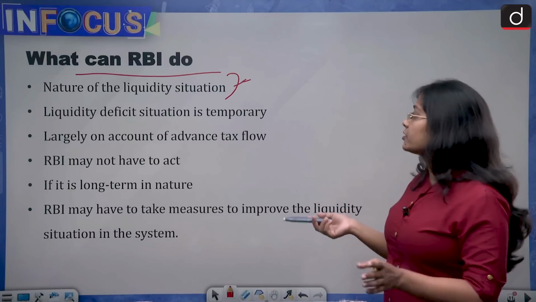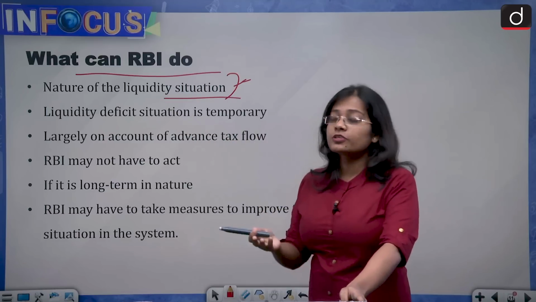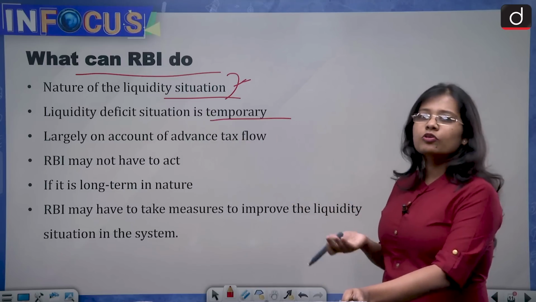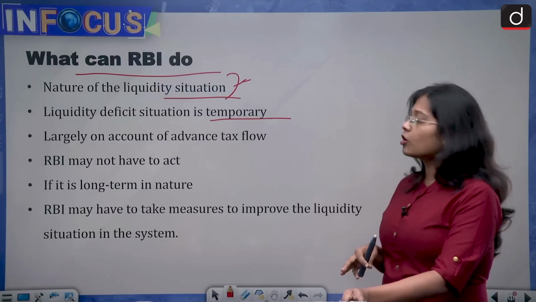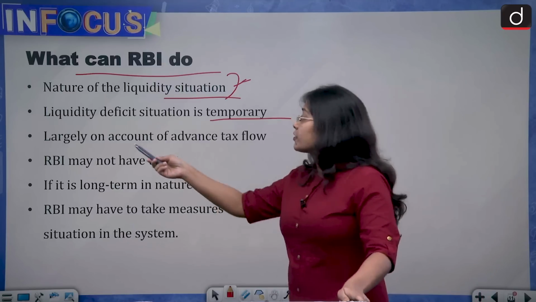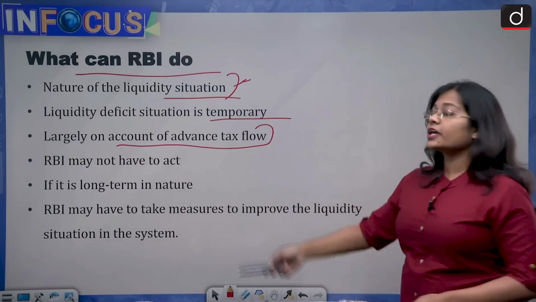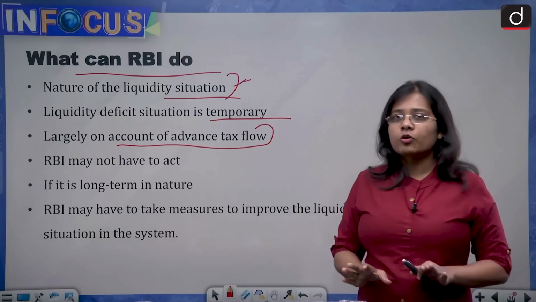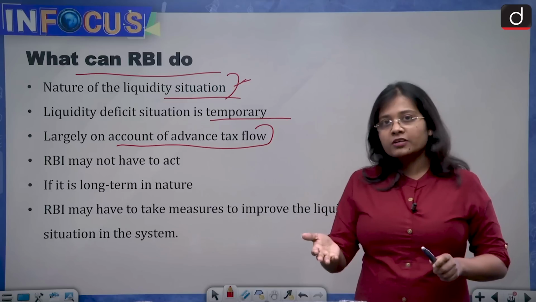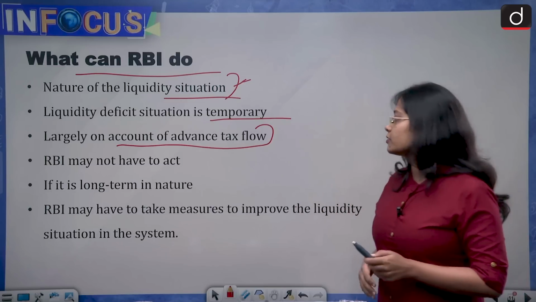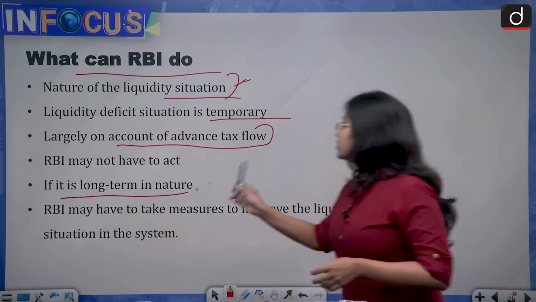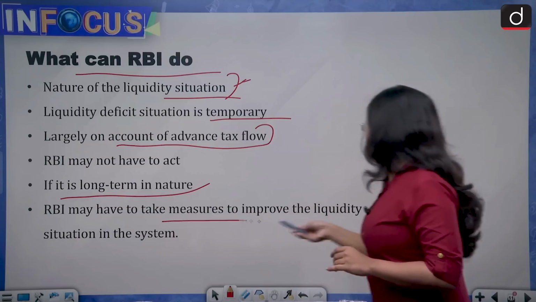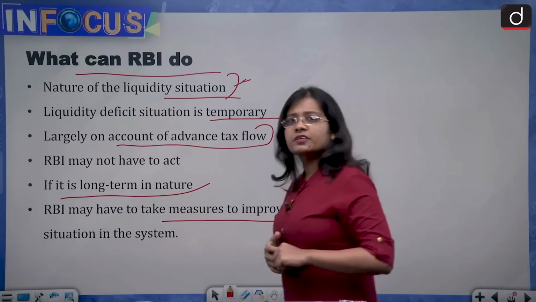At present, they will have to see the nature of the liquidity situation. If the liquidity deficit is temporary, then it is fine, they do not have to intervene much because things will come back to normal. And if the deficit is largely on account of advance tax flow from the corporates, then they do not have to worry much because this is a regular phenomenon. But if other factors are also there, then the RBI will have to intervene. If it is a long-term deficit, then the RBI will have to take measures to improve the liquidity situation in the system.